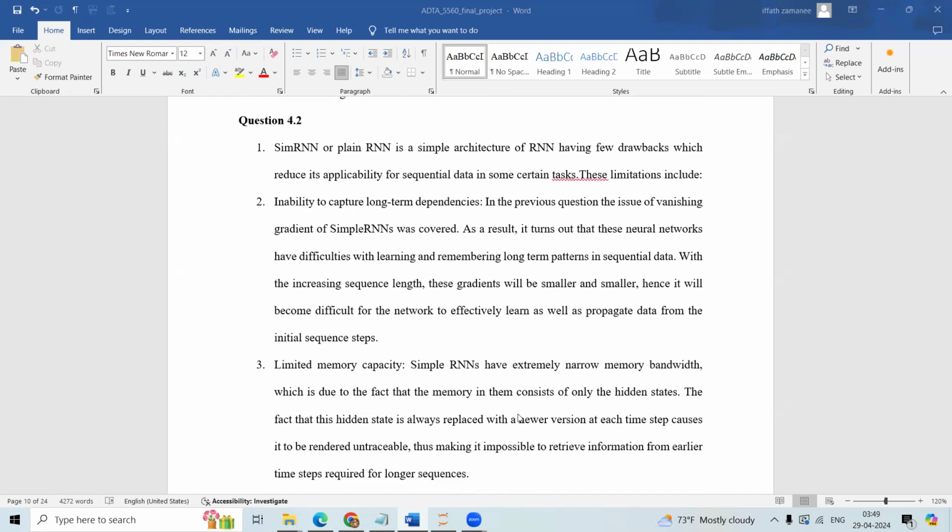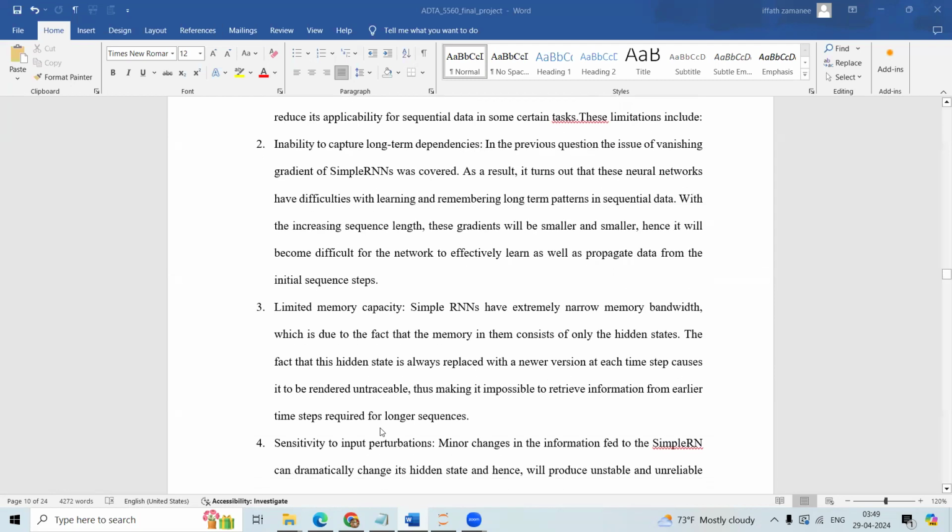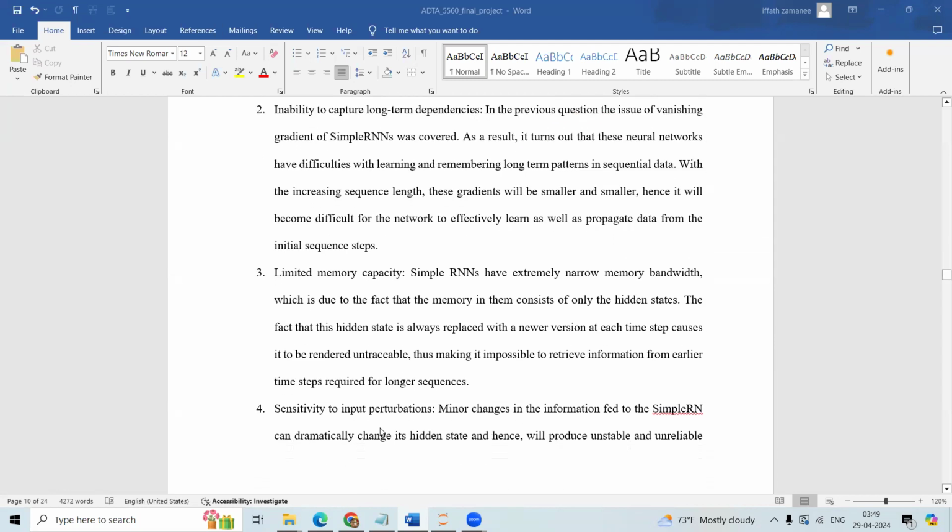Another limitation is limited memory capability. Simple RNNs have an extremely narrow memory bandwidth, because the memory consists of only the hidden states. The fact that this hidden state is always replaced with a newer version at each time step causes it to be untrackable, thus making it impossible to retrieve information from the earlier time steps required for longer sequences.